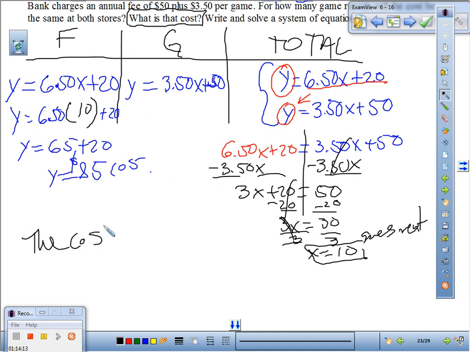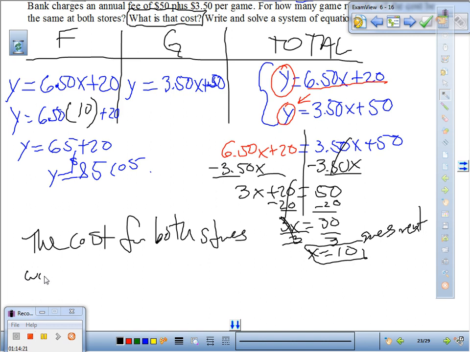The cost for both stores would be $85 after 10 rentals. Thank you.